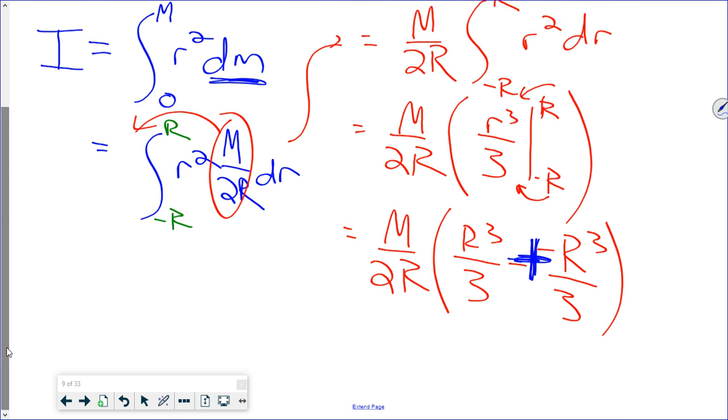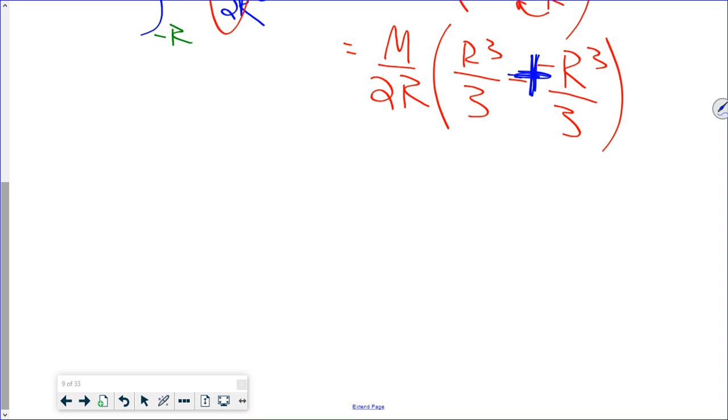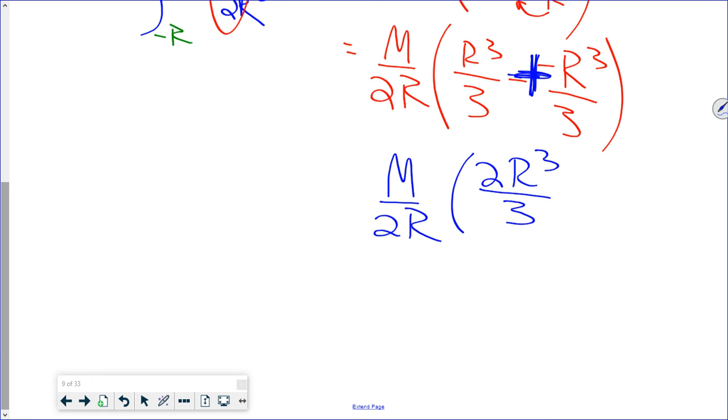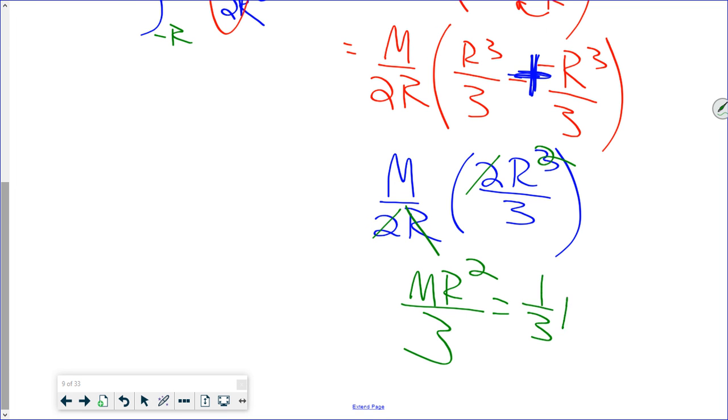And so I get m over 2r times r cubed over 3 plus r cubed over 3 is 2r cubed over 3. And look what happens here. Let's see, the 2's cancel out, kabam! And the r's cancel out, leaving me with an r squared. So I'm now left with mr squared over 3, which is the same as 1/3 mr squared. All right, there you go. That's one of our 3 derivations.